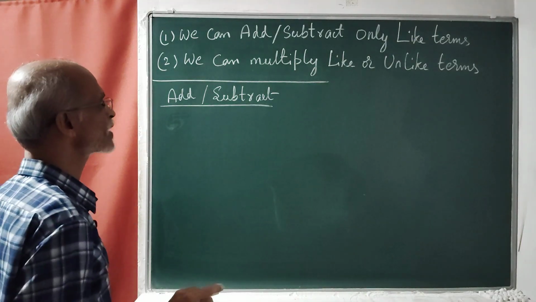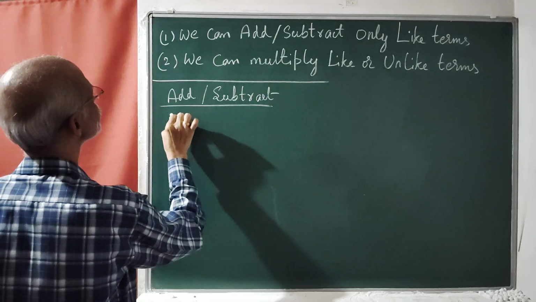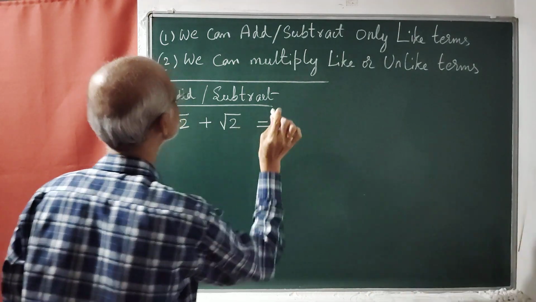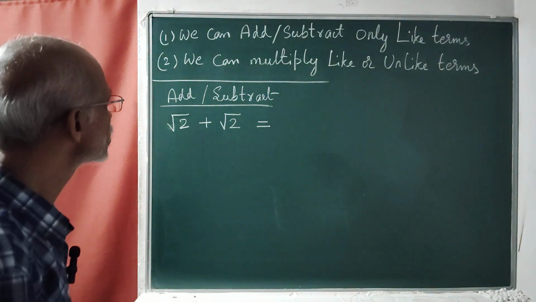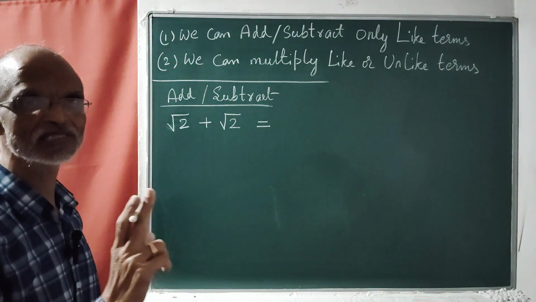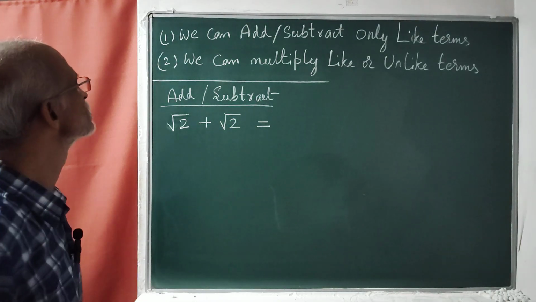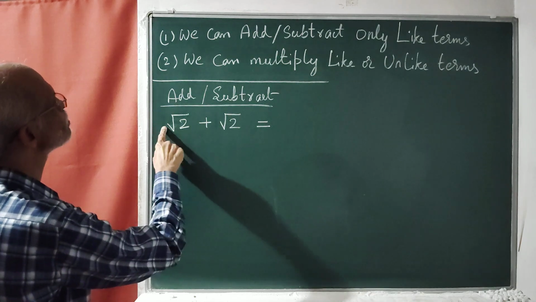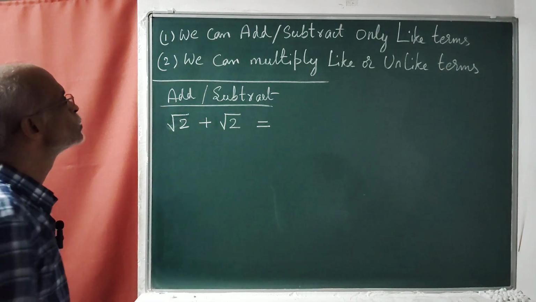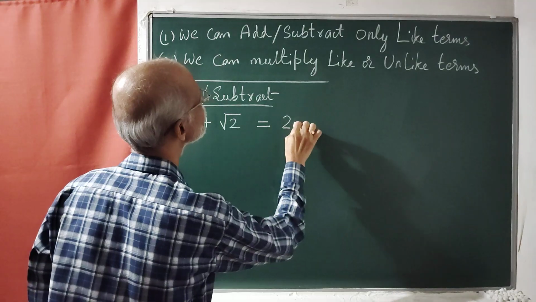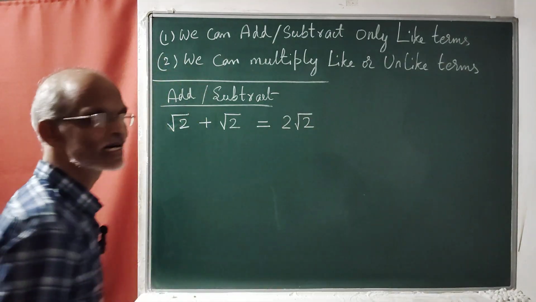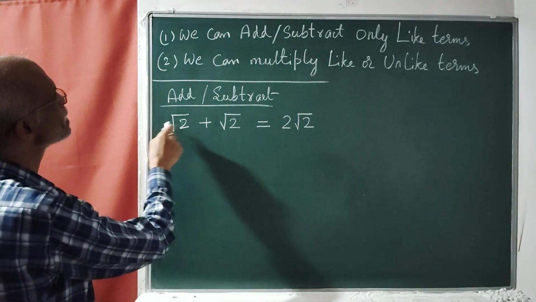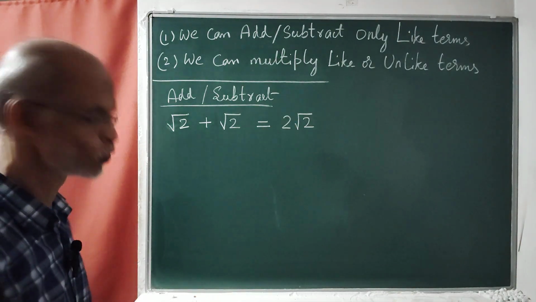We can add or subtract only like terms. Remember that. See, root 2 plus root 2. Now, how to add them? We should solve only the outside numbers, not the numbers under root. See, the number outside is 1 here, and here also 1, so 1 plus 1 is 2 root 2. We have to solve only the numbers outside the root, not the numbers inside the root. So 1 plus 1 is 2, so 2 root 2.